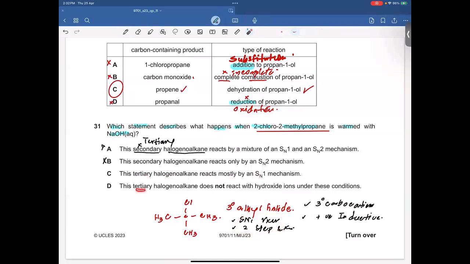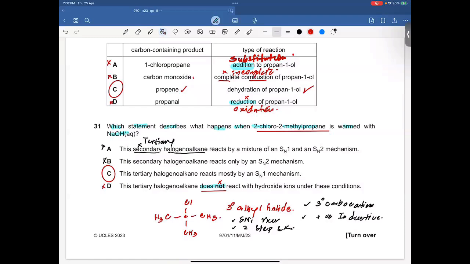Tertiary halogenoalkane does not react with hydroxide? It does react with hydroxide ions, so that you will get a tertiary alcohol. So D is also incorrect, and therefore C is going to be the right answer.